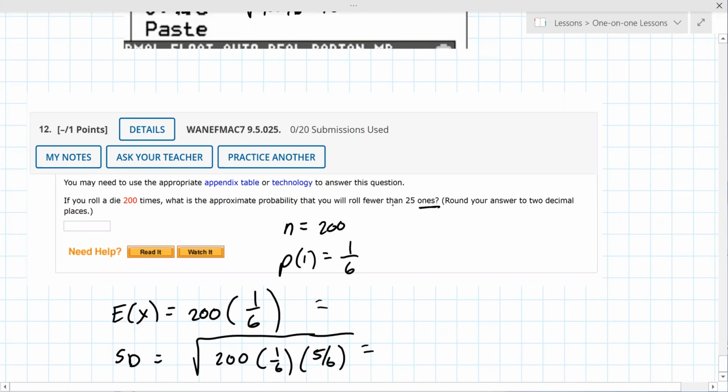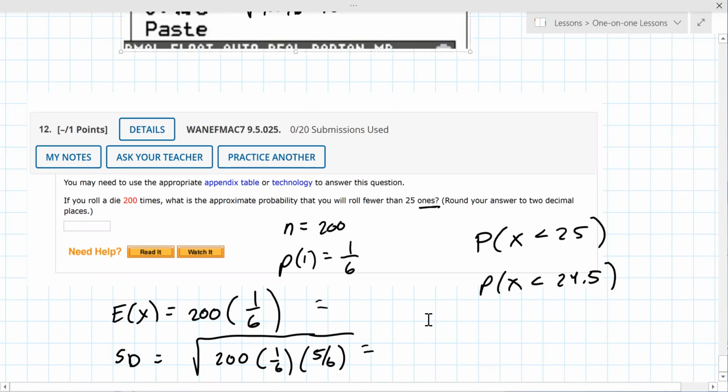Now, what's the probability that you'll roll fewer than 25 ones? So that's the probability that x is less than 25. Notice it's not less than or equal to. 25 is not fewer than 25, so that's why it's not included. And there's this adjustment that you have to make, which is a little bit odd, but x is now less than 24.5. Since 25 is not included, you go down to the next one.